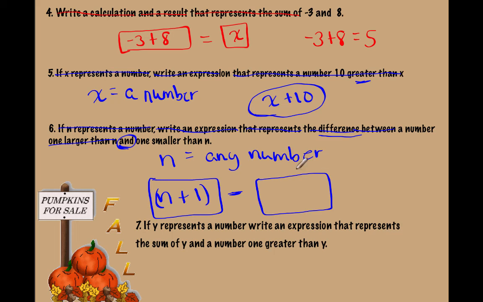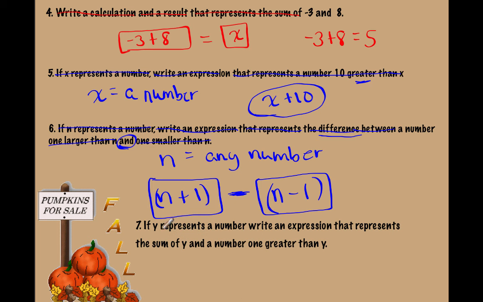And, oh, that's the signal to move to the second box. It's telling me now this is what's going to be in the second box. 1 smaller than n. Well, here's n, and if I go smaller, I must be subtracting, and I'm only subtracting 1. So there's my expression. I am subtracting these two numbers.